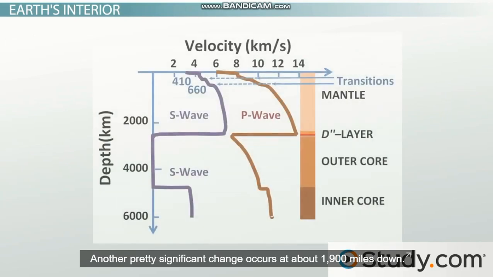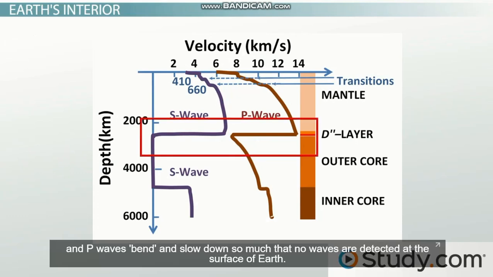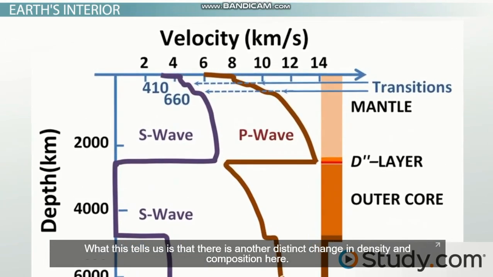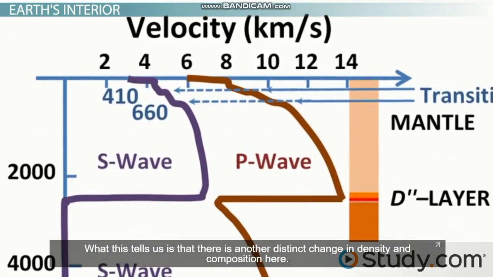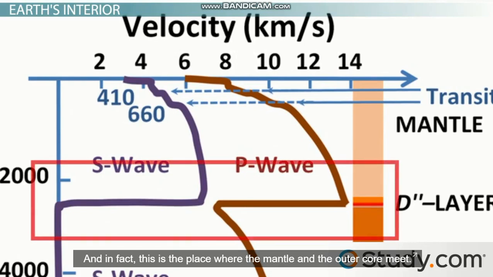Another pretty significant change occurs at about 1900 miles down. S waves suddenly stop as if they have hit a brick wall, and P waves bend and slow down so much that no waves are detected at the surface of Earth. What this tells us is that there is another distinct change in density and composition here. And in fact, this is the place where the mantle and the outer core meet.